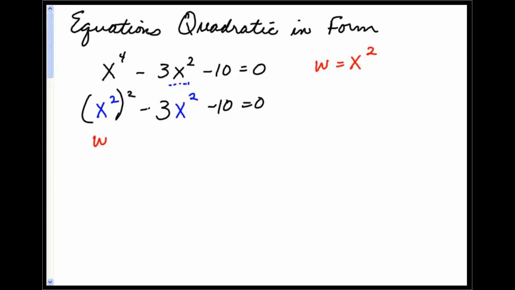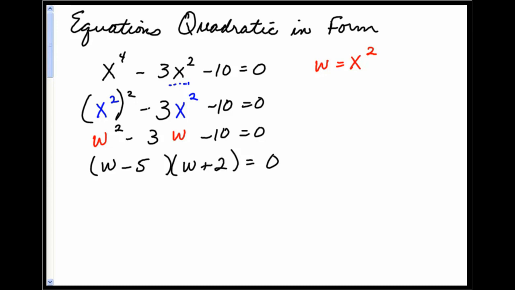So we now have w squared minus 3w minus 10 equals 0. And this is very easily solved by factoring. We'll have (w minus 5)(w plus 2). So w equals 5, w equals negative 2. Now substituting our x squared for the w, we'll have x squared equals 5 and x squared equals negative 2.